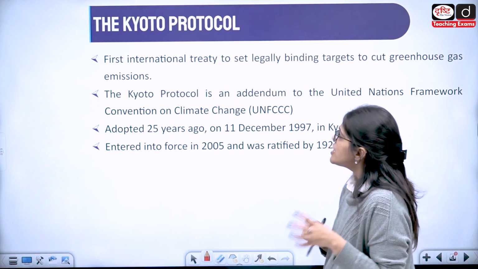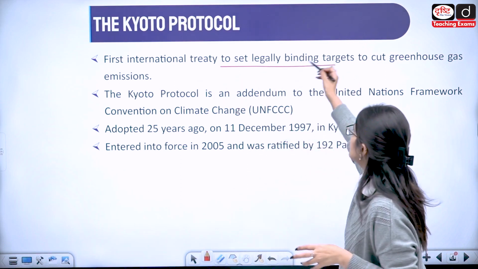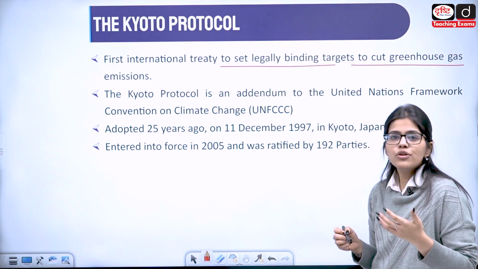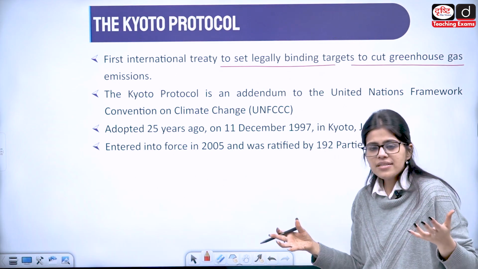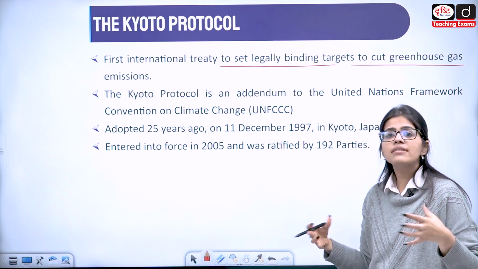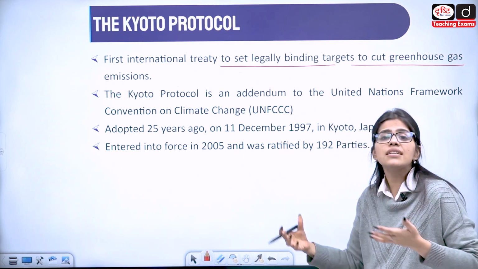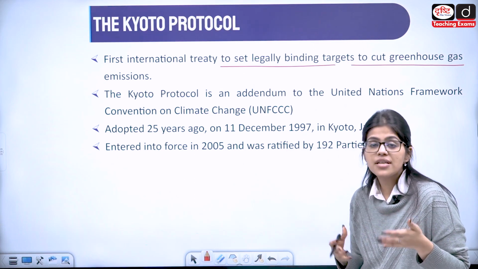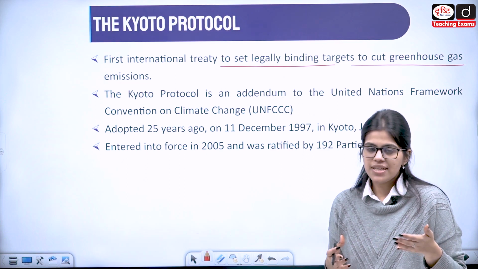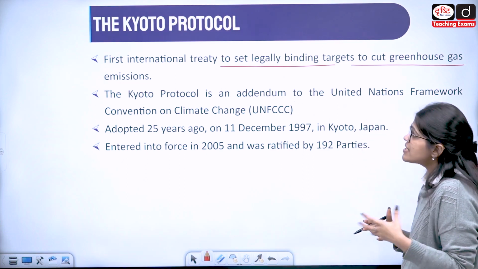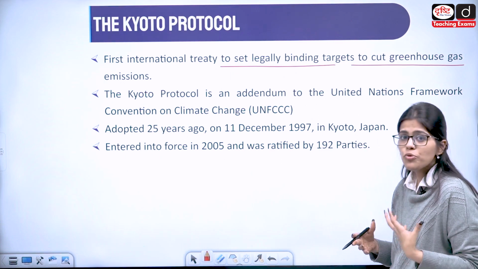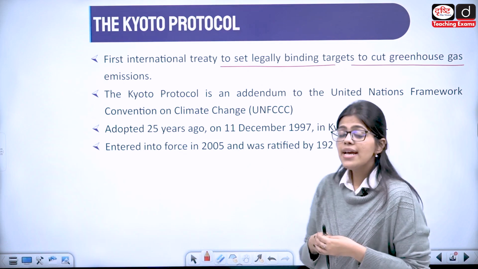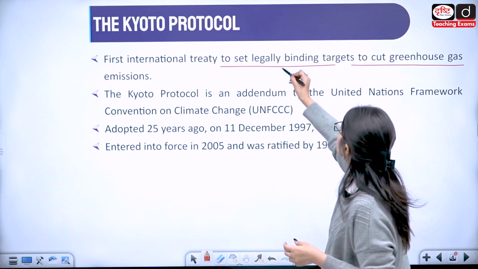The Kyoto Protocol is the first international treaty to set legally binding targets to cut greenhouse emissions. We all know that there are greenhouse gases present in our environment, but the emissions are increasing at a particular rate, and this becomes very harmful for us. We need to limit the emissions of these gases. So we started with this protocol called the Kyoto Protocol, and this is a Conference of Parties as well. It is the first international treaty and it has set legally binding targets.